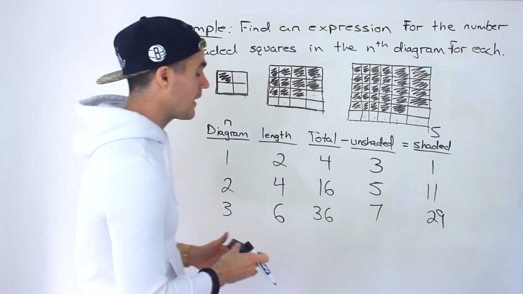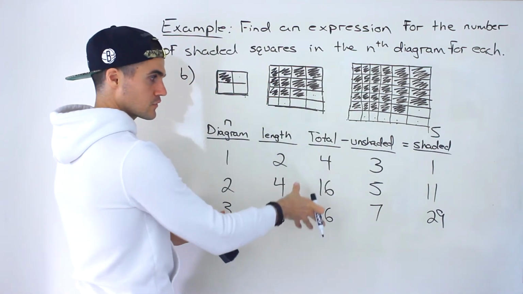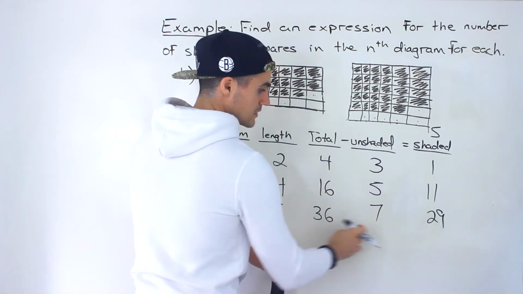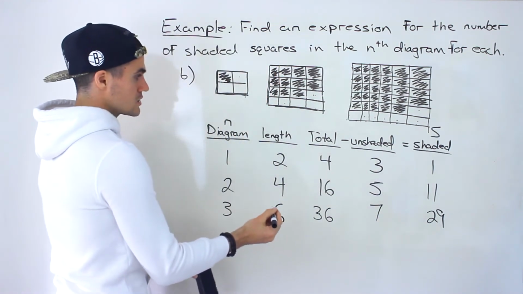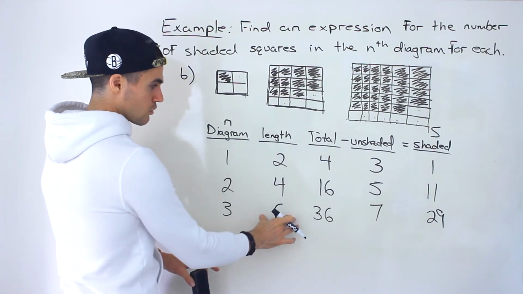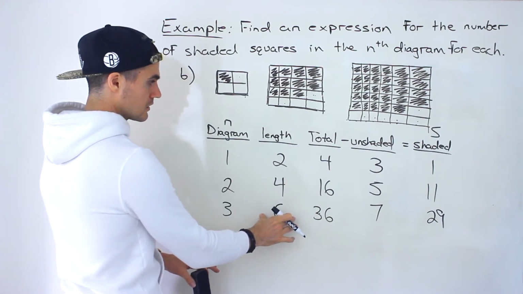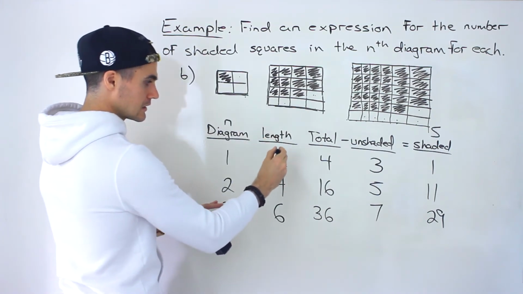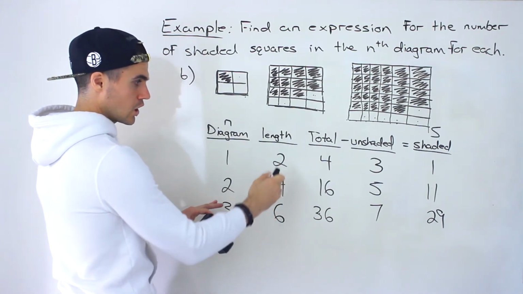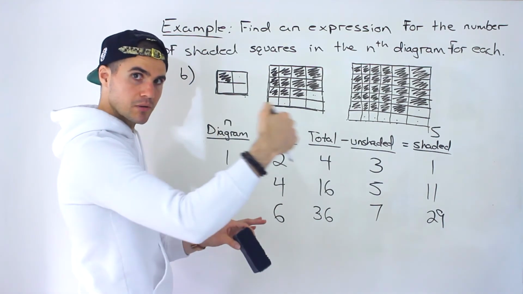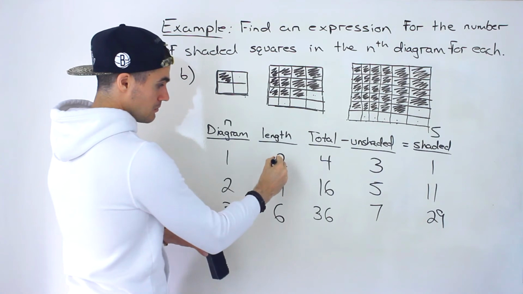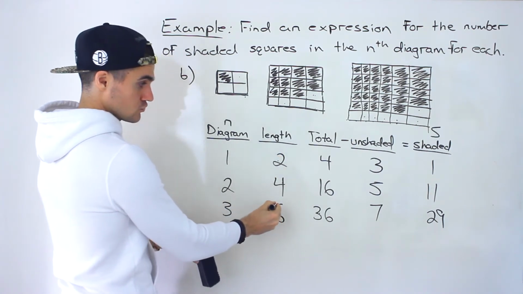I would recommend working with these columns first, and then if you can get these two columns down, this is just going to be the difference between those. So let's actually start with the length over here. This is why I wanted to create this, because notice that the length is jumping a lot more than just 1. Before it was just jumping by 1 in the previous two examples. Now it is jumping by 2.